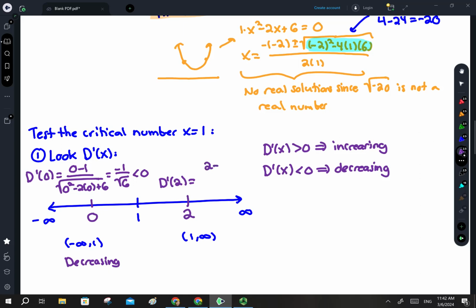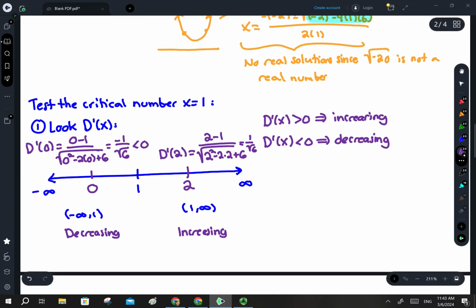If I look at the first derivative evaluated at 2, I get 2 minus 1 over the square root of 2 squared minus 2 times 2 plus 6. And again, I'm not super interested in the actual value of that, just whether it's positive or negative. And I get 1 over the square root of 6, which is a positive number. So my function is increasing on the interval 1 to infinity. That means that we do in fact have a local minimum, because our function went down and then up again.